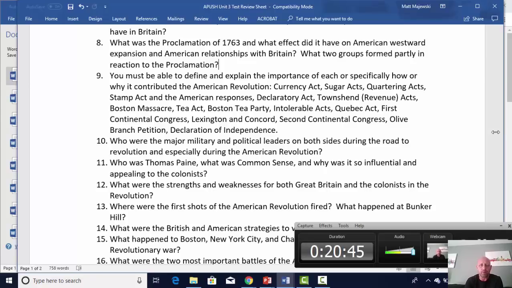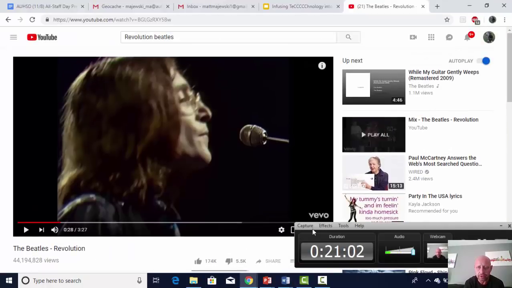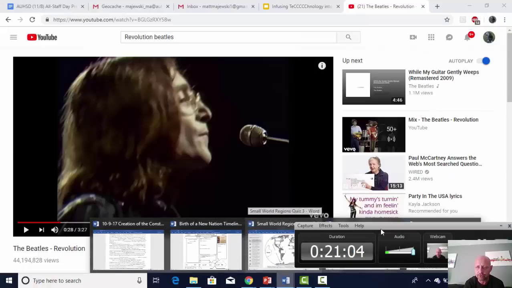Number 13, where were the first shots of the American Revolution fired? Technically, Lexington and Concord, right? And then Bunker Hill, remember, is the first major battle. After Bunker Hill, the king officially declares the colonies in rebellion, and he hires those German Hessian mercenaries to come over and to fight. Oops.